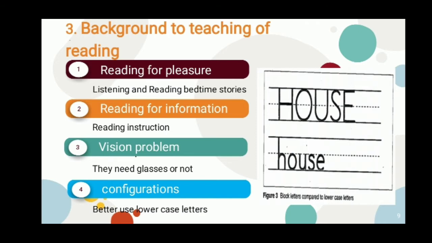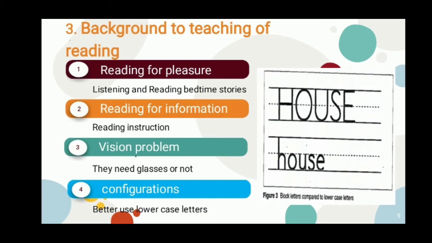Second, reading for information. Reading instruction. We often read something to get some information. For example, we read a historical book to get information about history. But with young learners, to get information from reading, we can invite them to make something new. Maybe we invite the young learner to make a model airplane kit. So they will read a book about model airplane instructions, and they will get information about how to make an airplane kit.